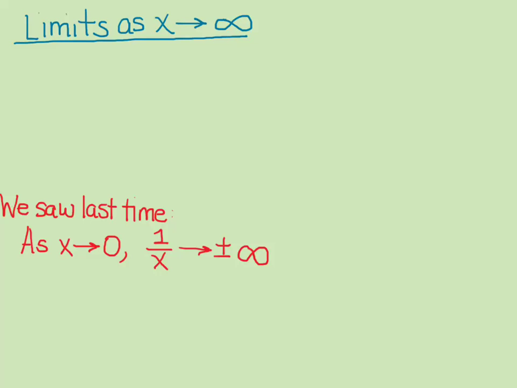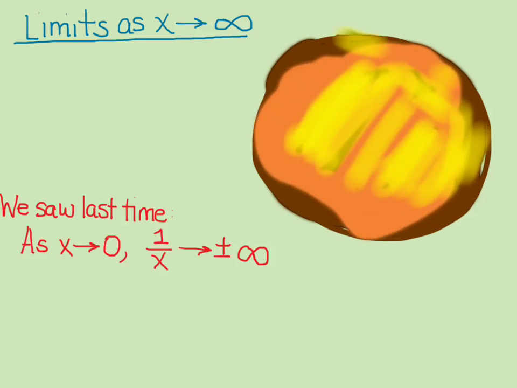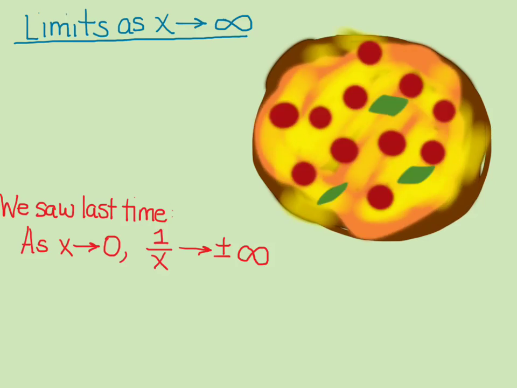The following video is on limits as x goes to infinity. We saw last time that as x goes to 0, 1 over x goes to positive or negative infinity. And one of the ways we saw this was by looking at a pizza with slices. As the number of slices got smaller and smaller, the size of each of those slices, represented by 1 over x, got larger and larger.